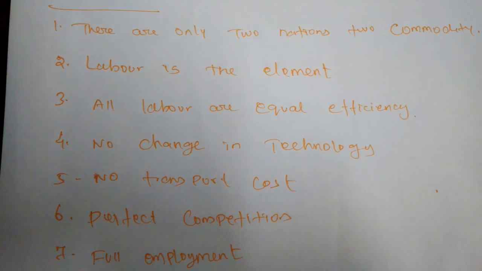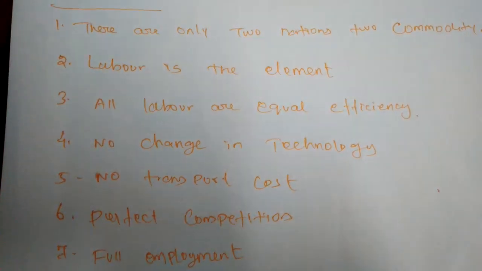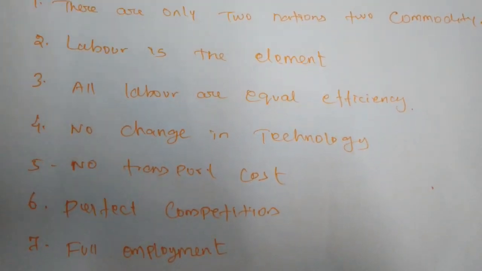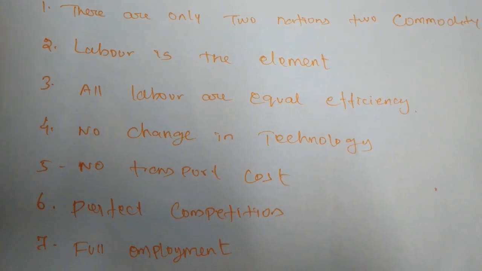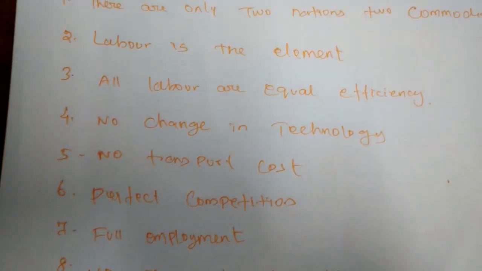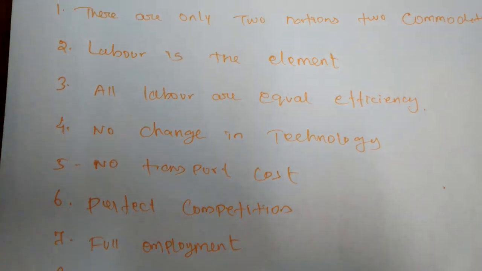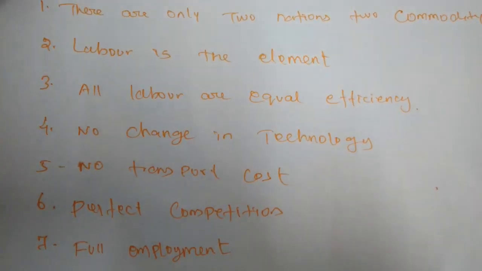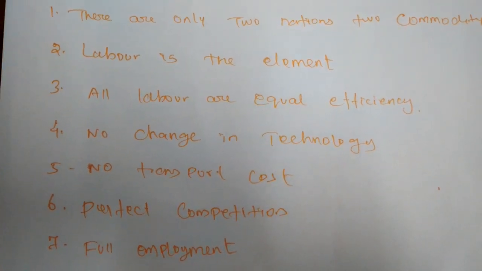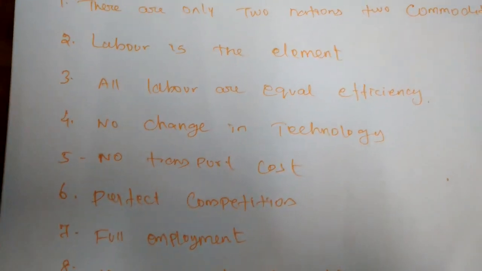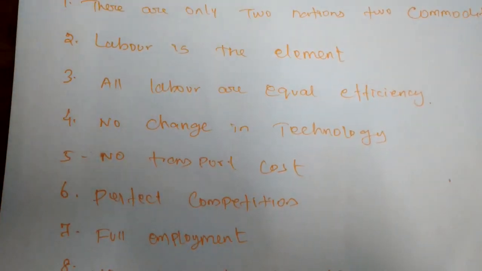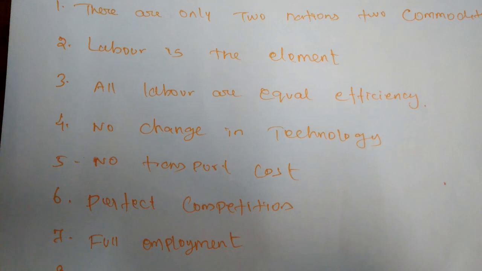Next, labor is perfectly mobile within the country but perfectly immobile between countries. On the basis of demand, it will be perfectly mobile within a country, but it is immobile between countries. Next, production is subject to the law of constant returns, which means even if the labor increases, only constant returns will be obtained. Next, foreign trade is free from all barriers, so there are no tax policies, no restrictions, and no barriers of any kind.